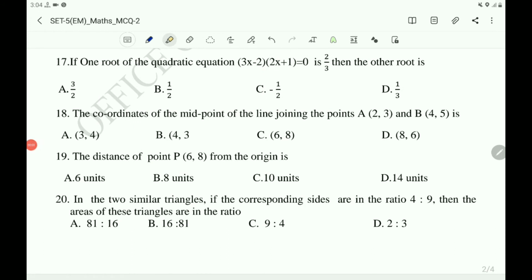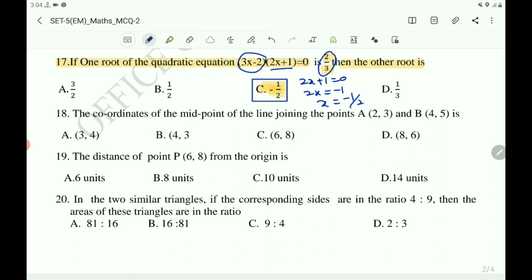Now you take the 17th question. If one root of the quadratic equation 3x minus 2 into 2x plus 1 equals 0 is 2 by 3, then the other root is. Here you will get 3x minus 2 equals 0, then x equals 2 by 3. For the other one, if you compare this, 2x plus 1 equals 0, you will get 2x equals minus 1, x equals minus 1 by 2. So, which is the answer here? Option C is the answer.